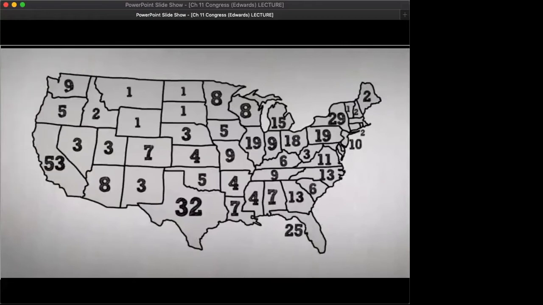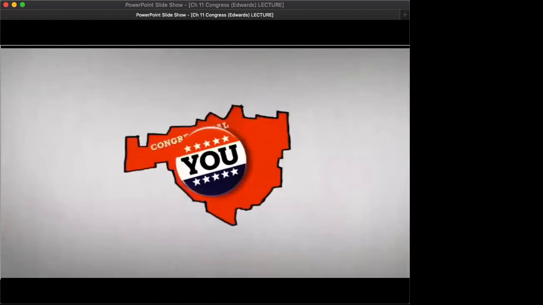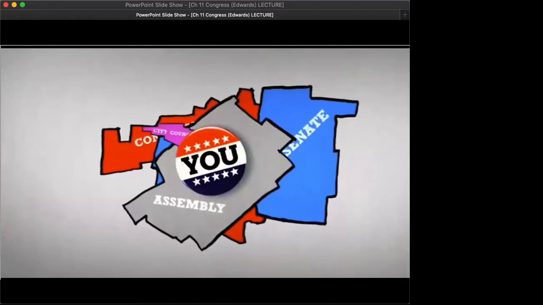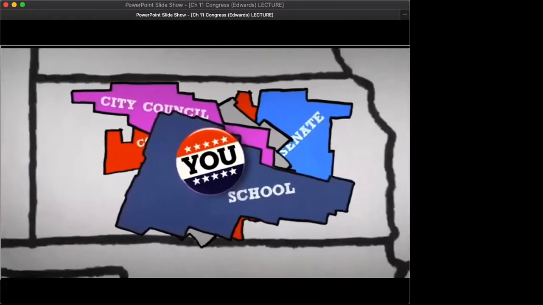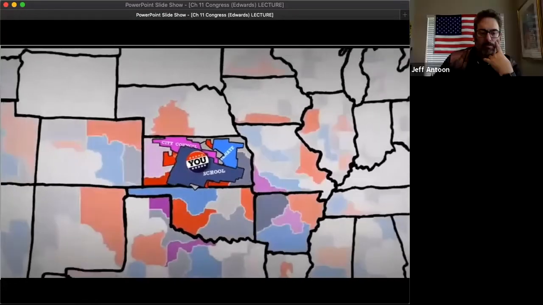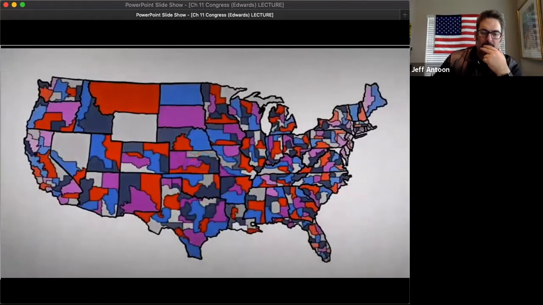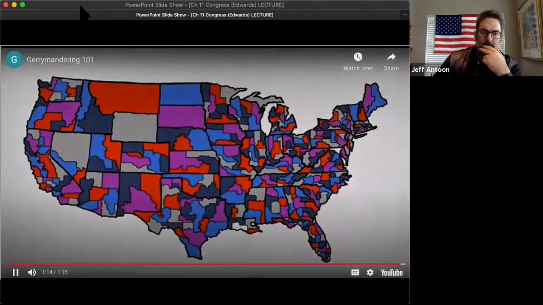Why does this matter? You live in a district. Many districts, actually. Congressional, state senate, assembly, city council, school. Everyone in America lives in districts. All districts are bounded by lines. The way district lines are drawn can determine who represents you for decades at a time.